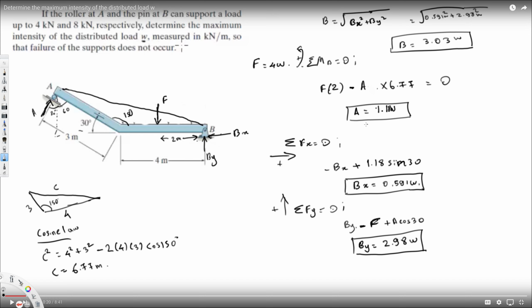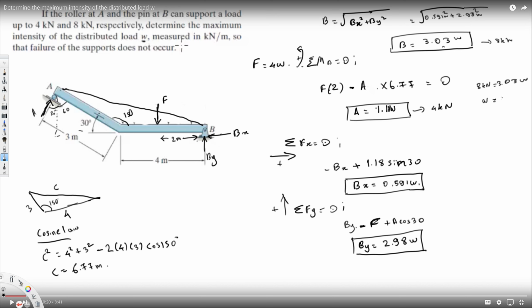Then from this one, we have A, we have B, and the question is asking if the roller at A and pin at B support loads of 4 kilonewton and 8 kilonewton respectively. So it means they are saying A is supporting 4 kilonewton, B is supporting 8 kilonewton, and respectively determine the maximum intensity of distributed load W, measured in kilonewton per meter, so that failure of the support does not occur. So let's see how we can calculate. First of all, if I equalize this one, 8 kilonewton equal to 3.03 W, and find the W.